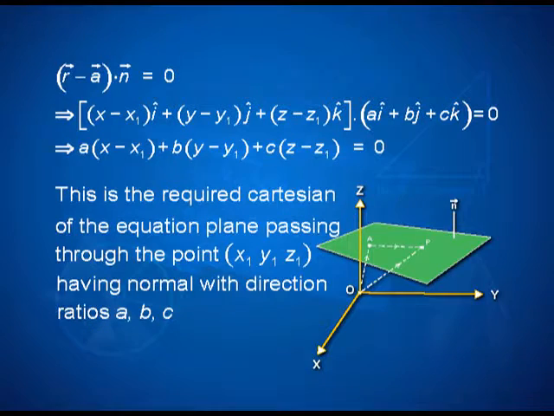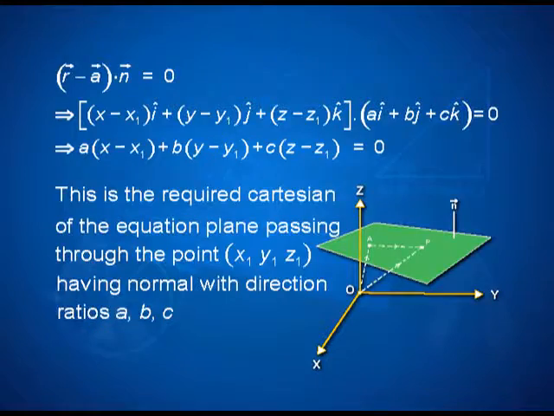Rewriting this in Cartesians, it will turn out to be same as a times x minus x1 plus b times y minus y1 plus c times z minus z1 equal to 0. And therefore, that becomes the Cartesian equation of plane passing through the point x1, y1, z1, having normal with direction ratios a, b and c.